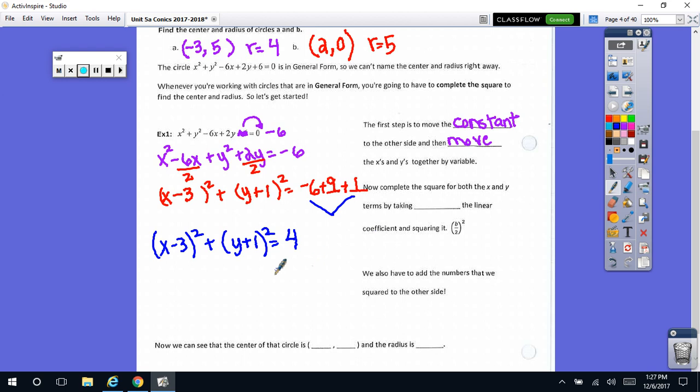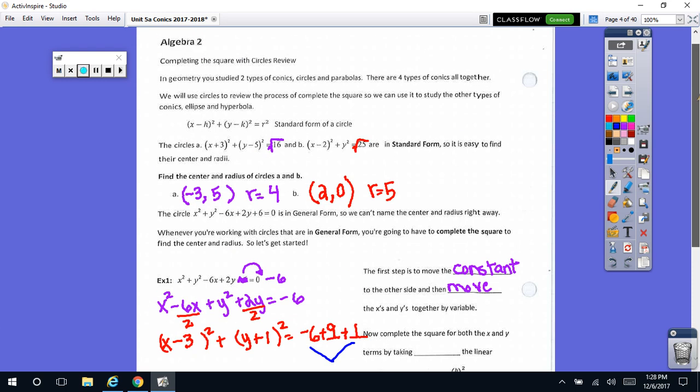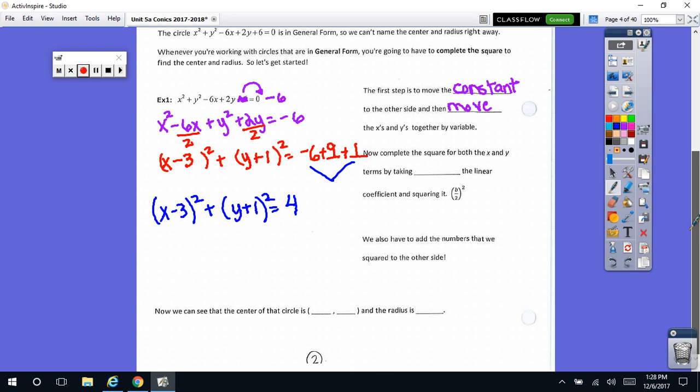What's the point of this? The point is that I cannot look at this in the general form and tell what the center and the radius are. Because you're used to seeing it like we saw it up here in standard form, where down here it's written in general form. Once we complete the square and get it looking like this, it's real easy to pull the center out. Opposite of what it is, so +3, opposite of what it is, and the square root of this number.